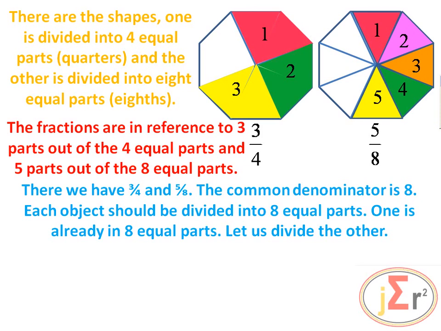We have no difficulty with the second one, which is already divided into 8 equal parts. However, the first one needs some amount of adjustment by dividing it into 8 equal parts. At the same time, dividing the first object into 8 equal parts should in no way interfere with the divisions that we have there already. One is already in 8 equal parts. Let us divide the other.